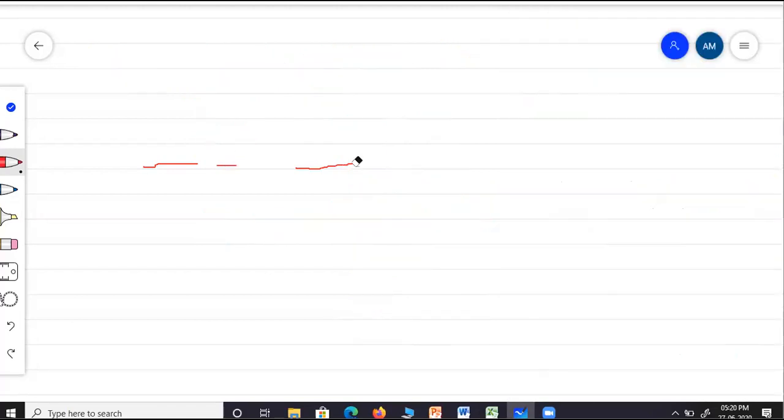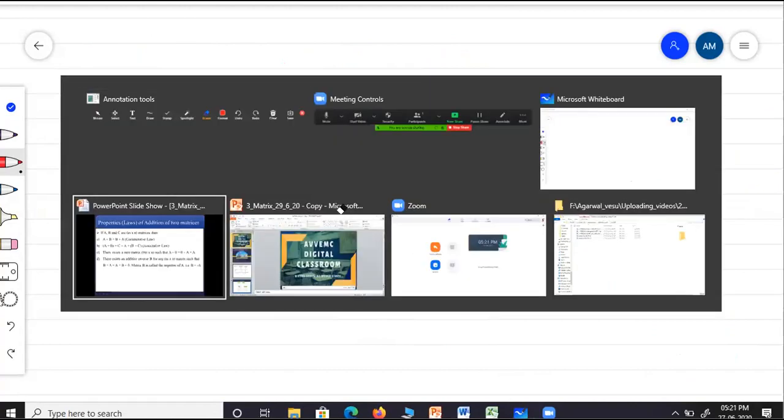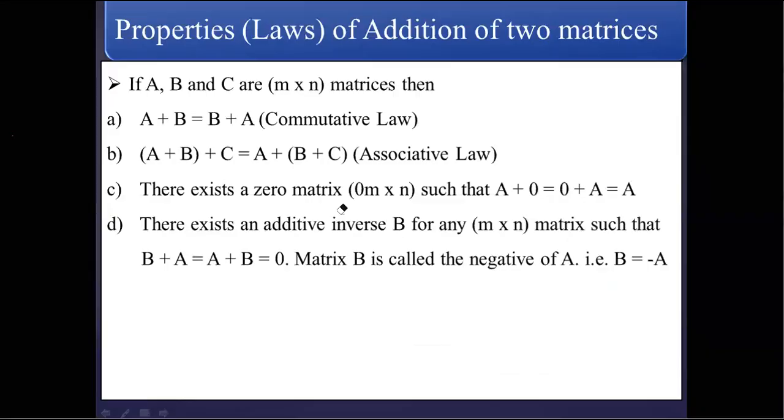Then after, we'll see another law: there exists a zero matrix of order m by n such that A plus 0 is equal to 0 plus A is equal to A. That means if you add a null matrix to A, or A to the null matrix, then you'll get matrix A again. Let us check this rule.